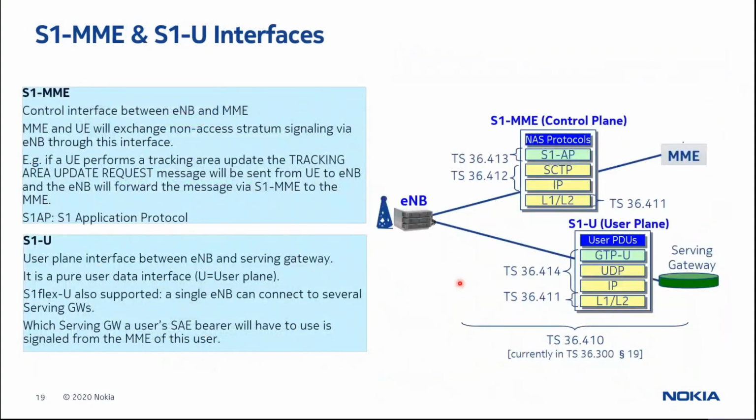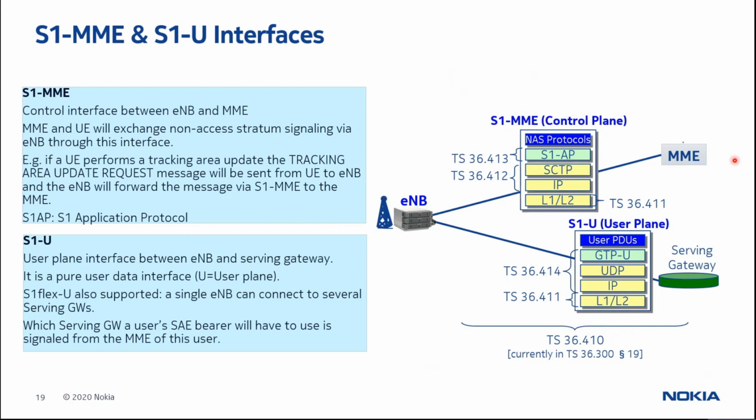So from the interface perspective, eNodeB has two interfaces. One is the control plane interface and the other is the user plane interface. Both of them are represented by S1-MME and S1-U respectively. So the control plane interface is the interface between eNodeB and MME.